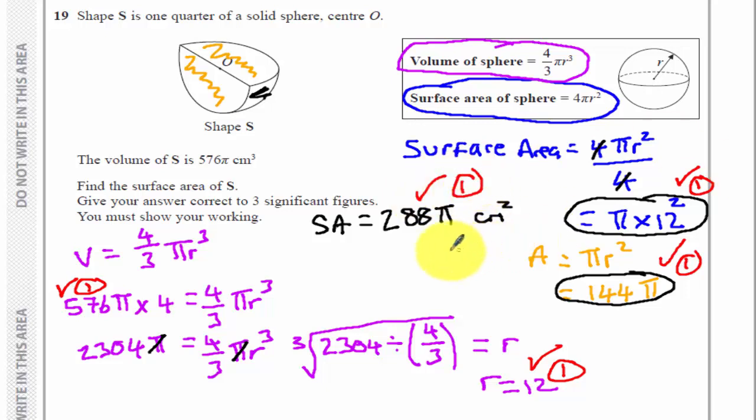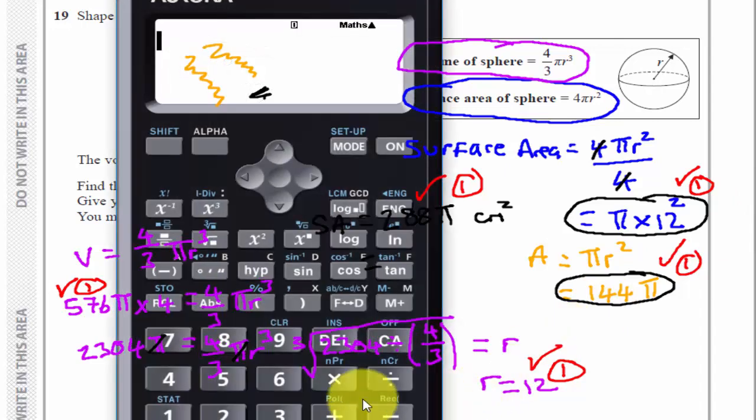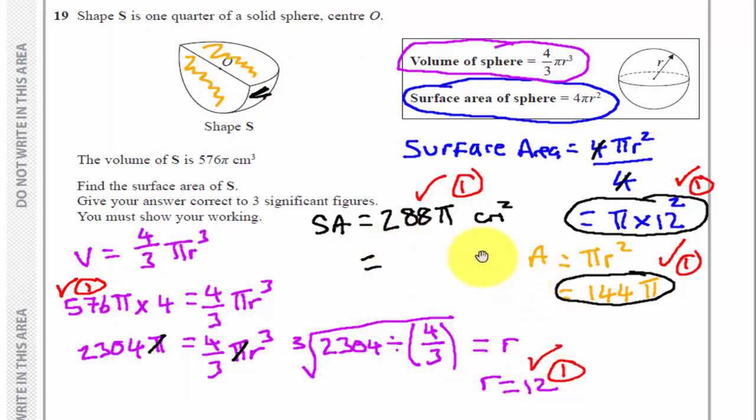If you did write it as a decimal, you would have to put 288 pi into your calculator. 904.77. So to three significant figures, it would be 905. The 9 is the first significant figure, the 0 is the second, the 5 is the third, and you would have got your fifth mark with 905 centimetres squared. Really difficult question, but the type of question that's coming up quite a lot in the past papers.